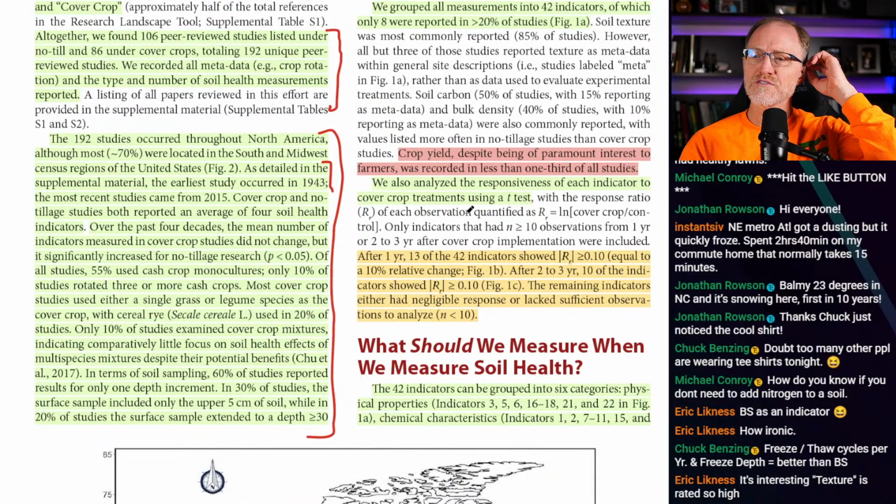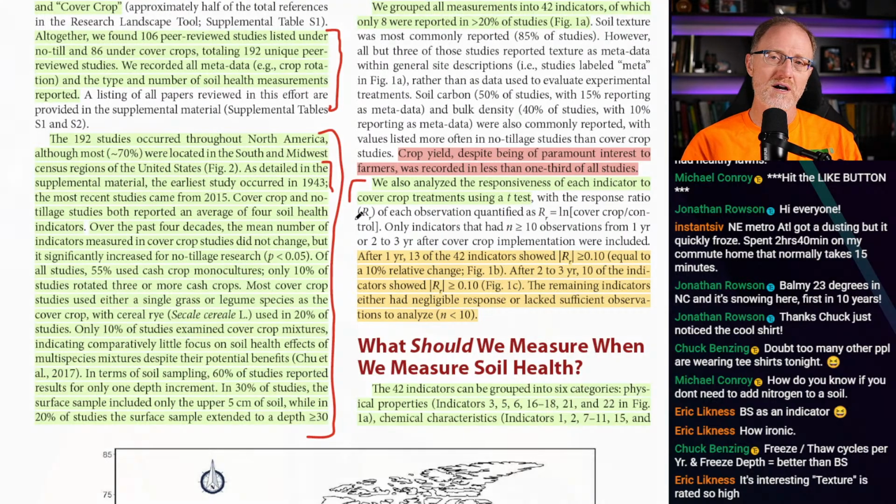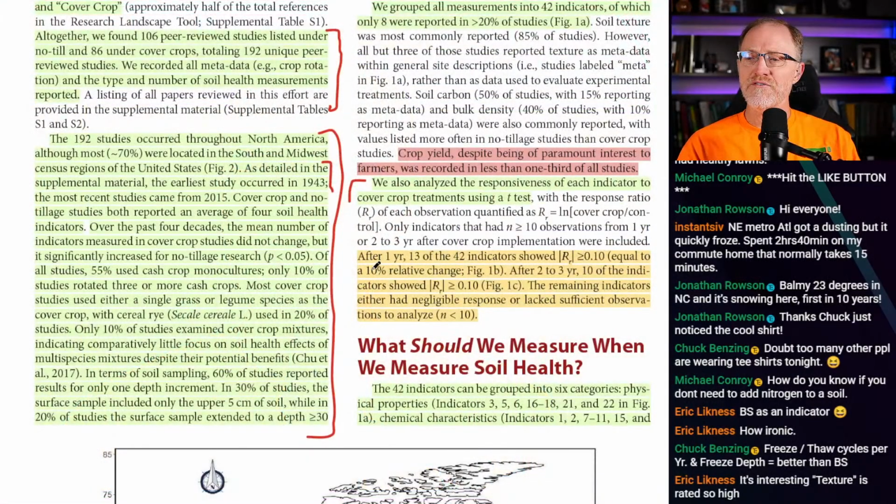So here we go. We also analyze the responsiveness of each indicator to cover crops. And we hear a lot about cover crops and how including cover crop will increase soil health and have all these benefits. And it's possible. But what they say here is after 1 year, 13 of the 42 indicators showed a 10% relative change. After 2 to 3 years, 10 of the 42 indicators showed more than a 10% relative change. The remaining indicators either had negligible responses or lacked sufficient observations.